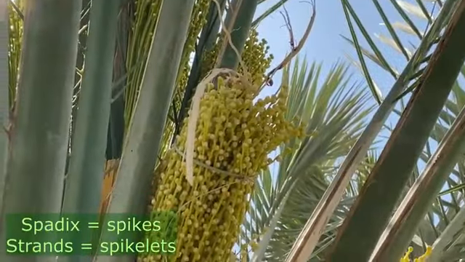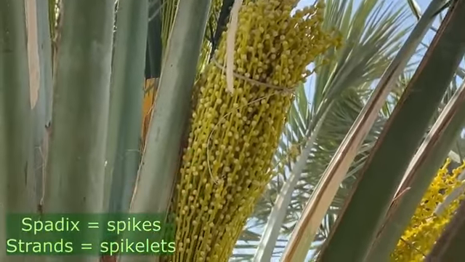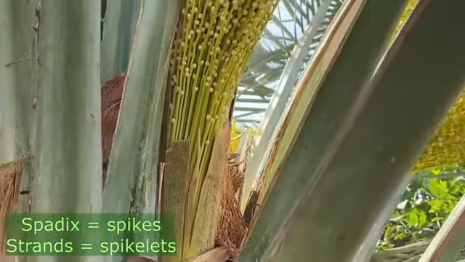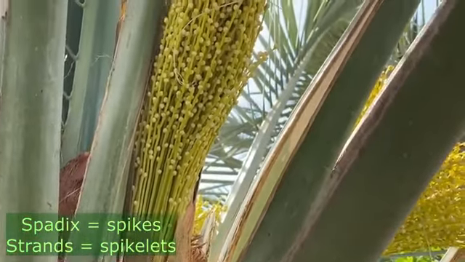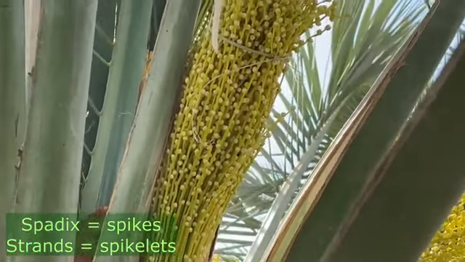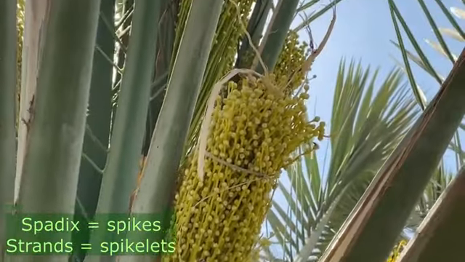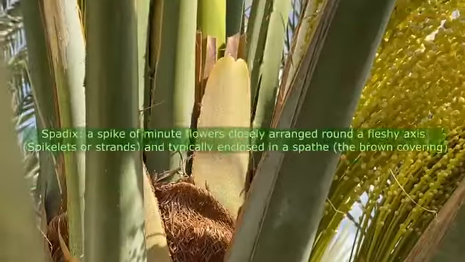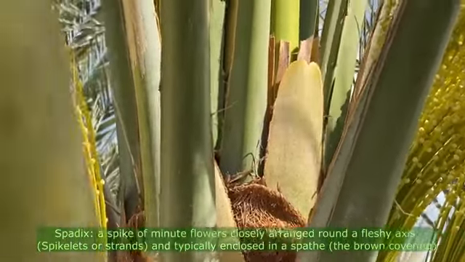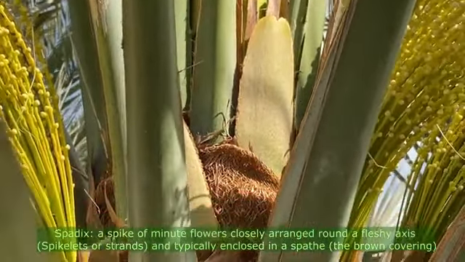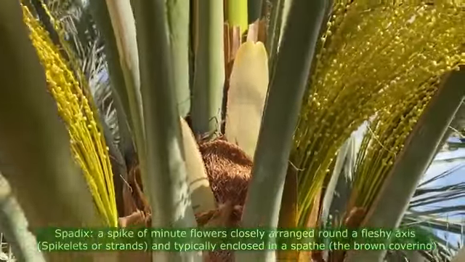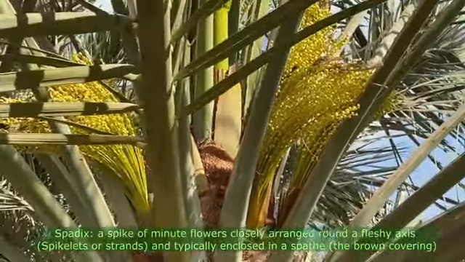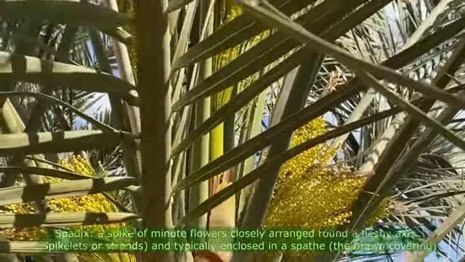So this is basically the whole female spike, and each of these strands, they are called strands, are actually spikelets that carry numerous small flowers, and then later on these will become fruits. This spadix that you can see is what carries the spikelets and the spikes that later on become the fruits of the date palm, which we call dates.